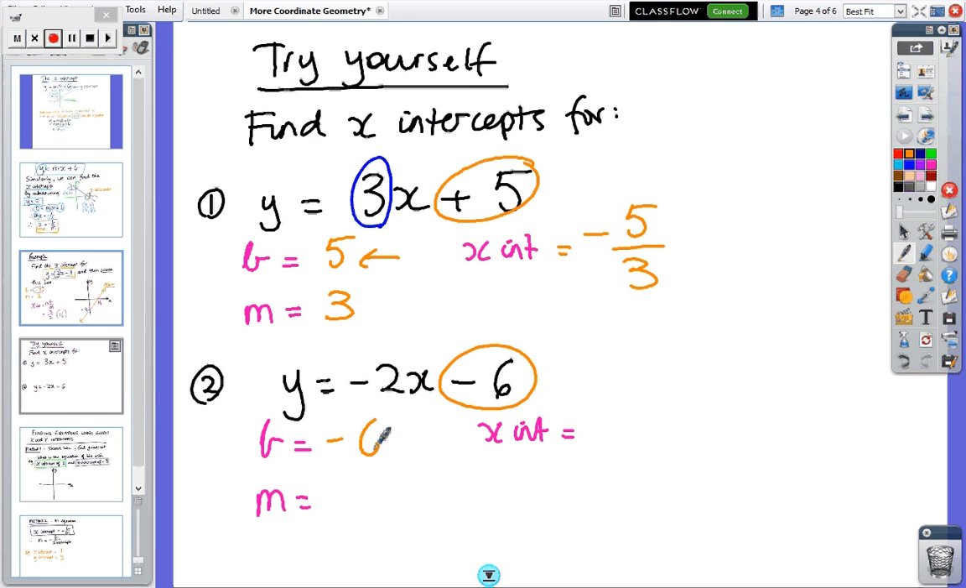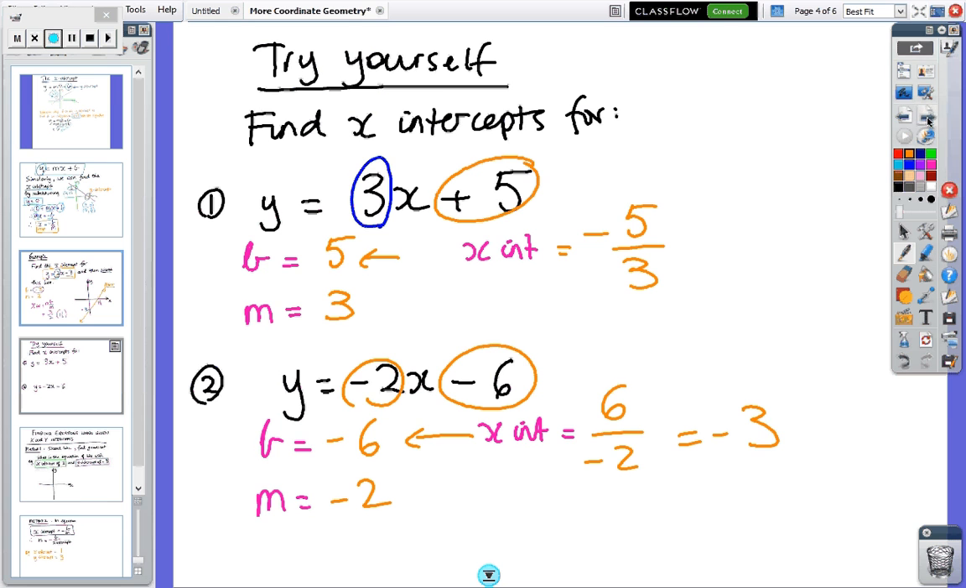Y-intercept is minus 6, gradient is minus 2, and x-intercept is take the y-intercept and change the sign, so minus 6 is plus 6, and divide by m, and that gives you minus 3 when you cancel it down. So find b, find m, change the sign of b. If b's a plus, make it a minus, if b's a minus, make it a plus, and then just divide by the m, the gradient.